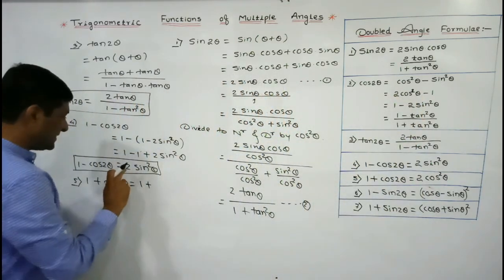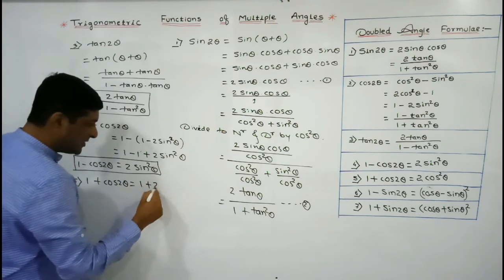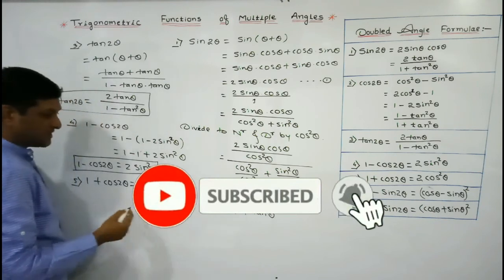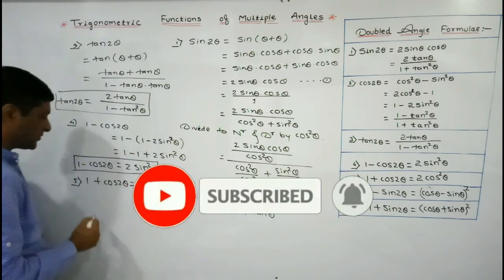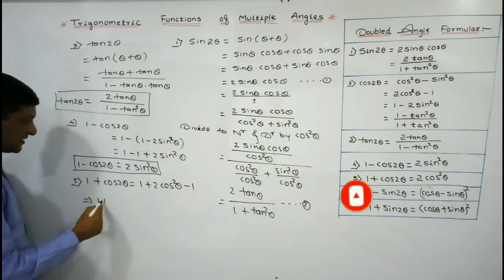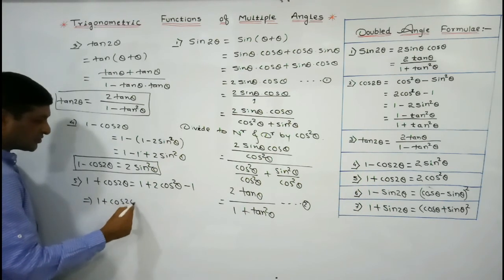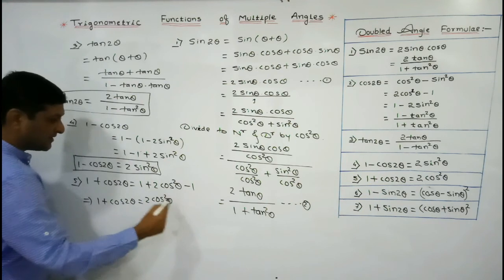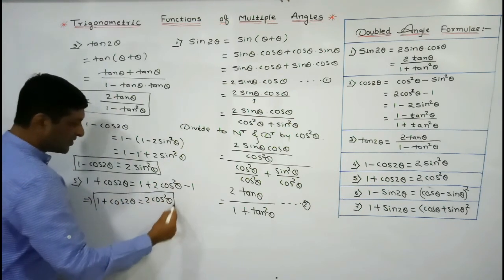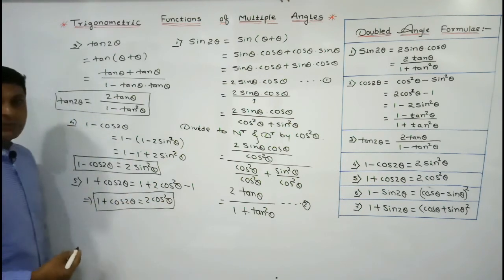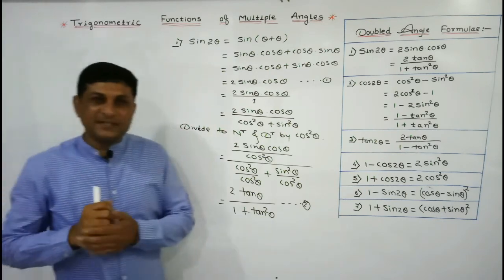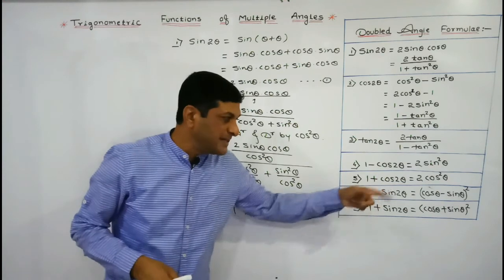So I'm replacing this cos 2 theta by 2 cos square theta minus 1, and here easily we can observe that this plus 1 and minus 1 will get cancelled, and what result are we getting here? 1 plus cos 2 theta is equal to 2 cos square theta, and this is the fifth important formula. 1 plus cos 2 theta is equal to 2 cos square theta. Later on, the sixth important formula is 1 minus sin 2 theta.